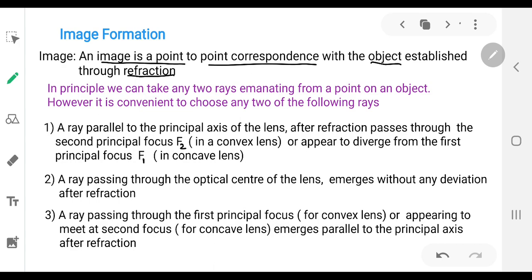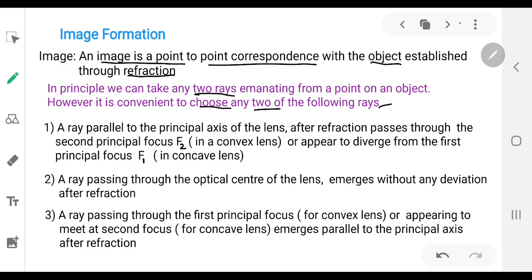But in principle, we can take any two rays emitting from the object for the image formation. It doesn't mean that only two rays are emitted. A number of rays are emitted from the object, but only two rays are sufficient to show the image formation diagrammatically. It is convenient to choose any two of the following rays.